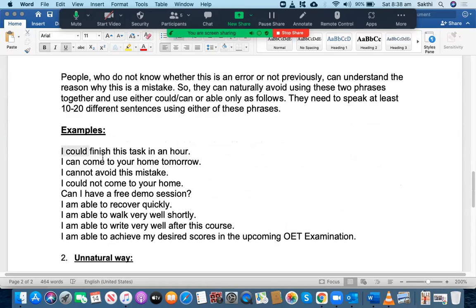If you look at these sentences, I have used either could or can or able. I didn't use them together. So for the people who didn't realize that it is a mistake, it is better for them to practise naturally. They can write down maybe 10 to 20 different sentences using either could or can or cannot or could not or am able. Do you understand this? Is that clear, Jismi?